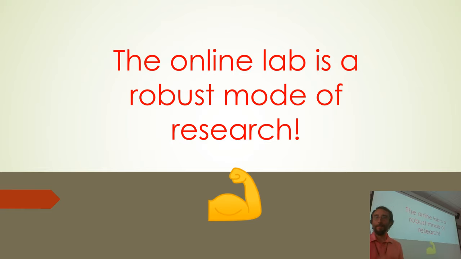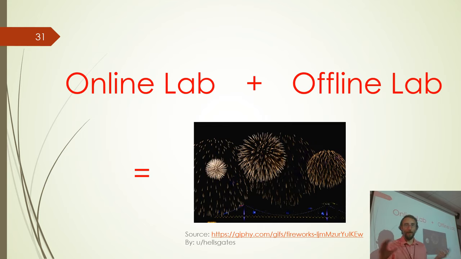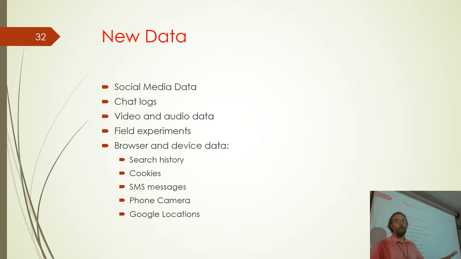So the take-home lesson here is that the online lab is a robust model of research. Not only are you doing valid science, but you're able to do science that's on average much better than traditional lab-based science on a number of really important dimensions. So the last thing I want to talk about is sort of the combination of the online lab and the offline lab. Together, it's an amazing combination. So first, the online lab allows the people in an offline lab or a traditional physical lab to collect a whole bunch of new kinds of data in addition to their traditional lab studies or lab facilities. So you can get social media data, chat logs amongst users, video and audio data from folks. You can combine your lab experiment with a field experiment.